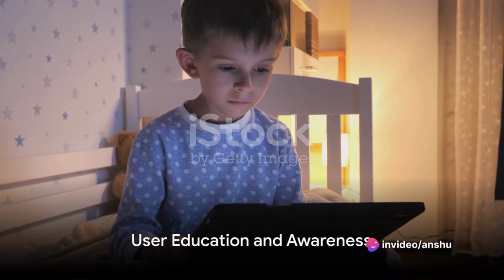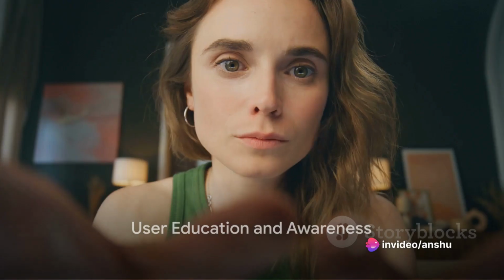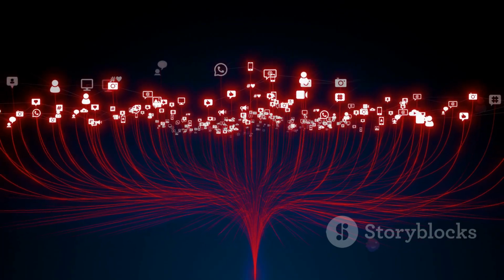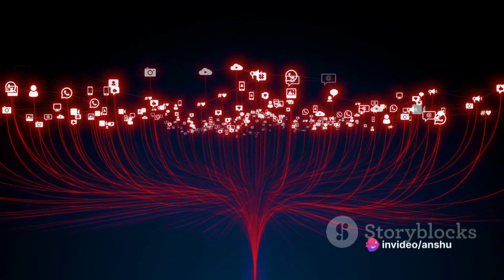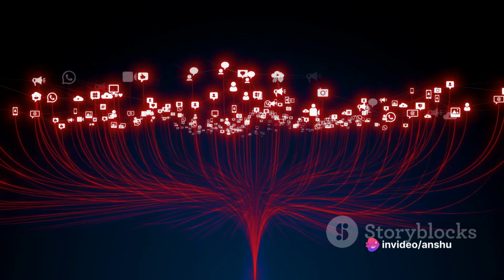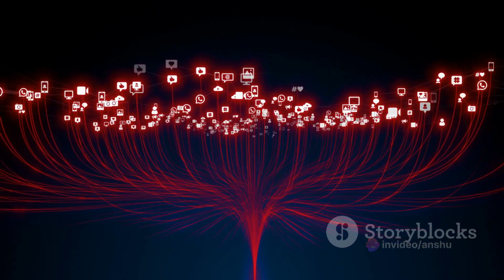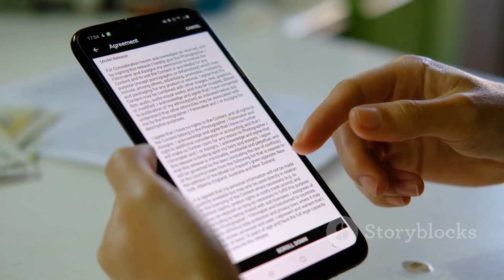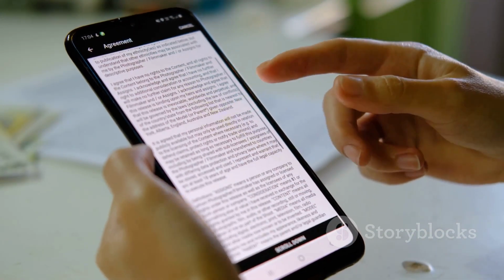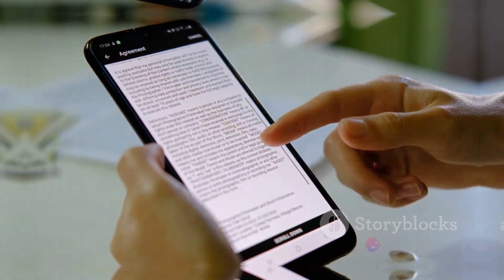The final concern is user education and awareness. Lack of awareness among users regarding the privacy implications of IoT devices can pose a problem. To tackle this, we need to educate users about the data collected by IoT devices, the purposes for which it is used, and the measures in place to protect their privacy. Providing clear and accessible privacy policies and terms of service can also be beneficial.